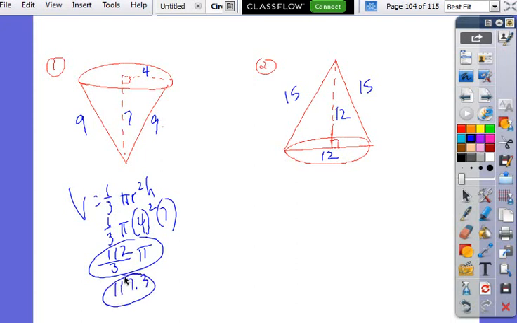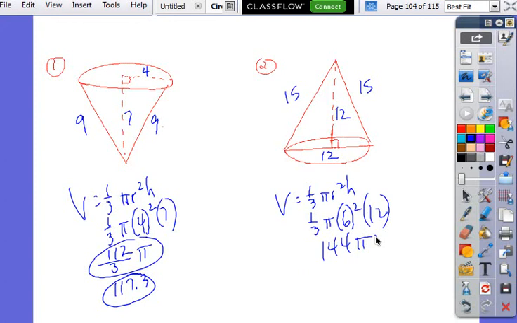Then I come to the second one over here. 6 squared, because that's my radius. Height is 12. This one works out to be just a regular number because the 3 goes into the 36 you get here or the 12 there, and now the fraction's gone. Decimal version, 452.4. That is not wrong.